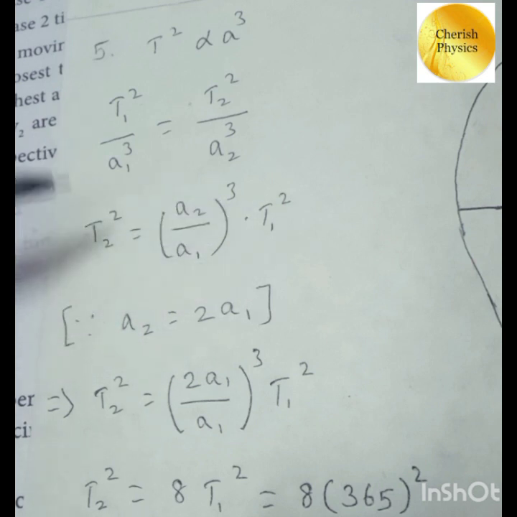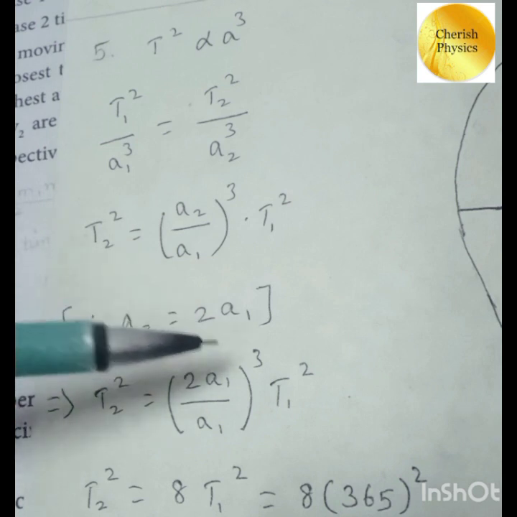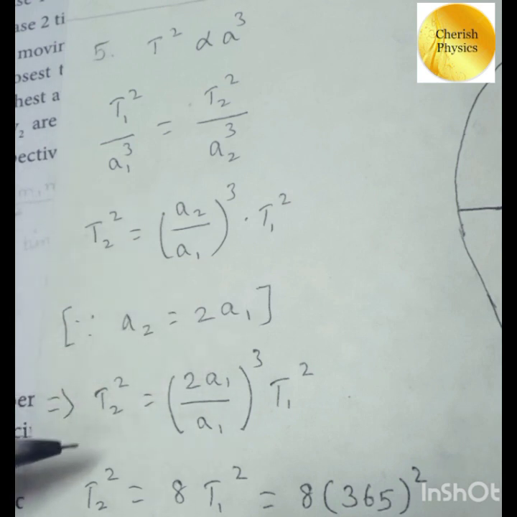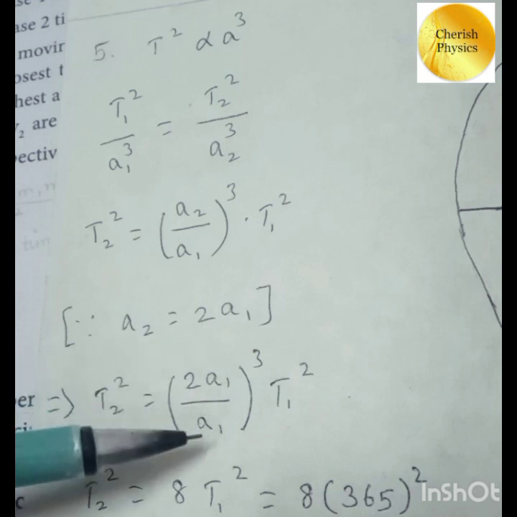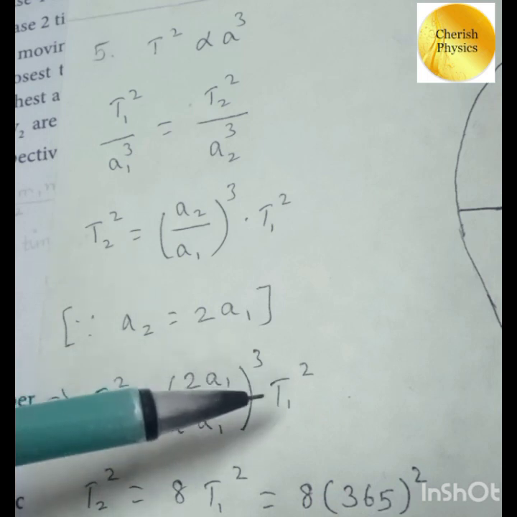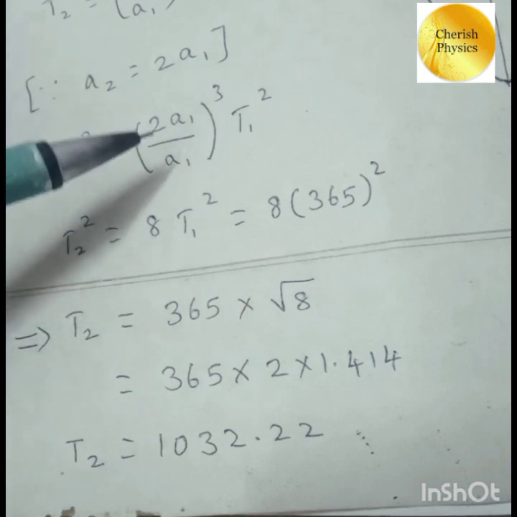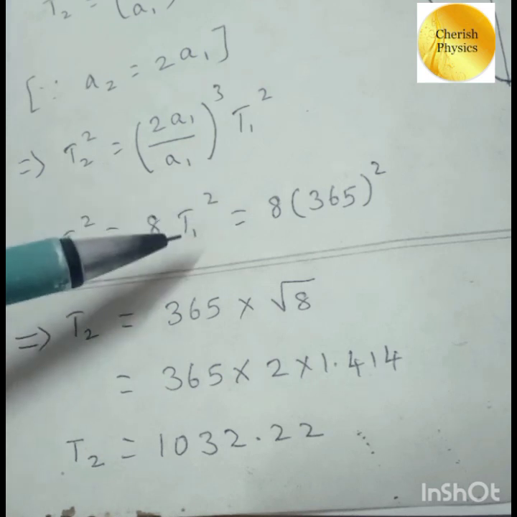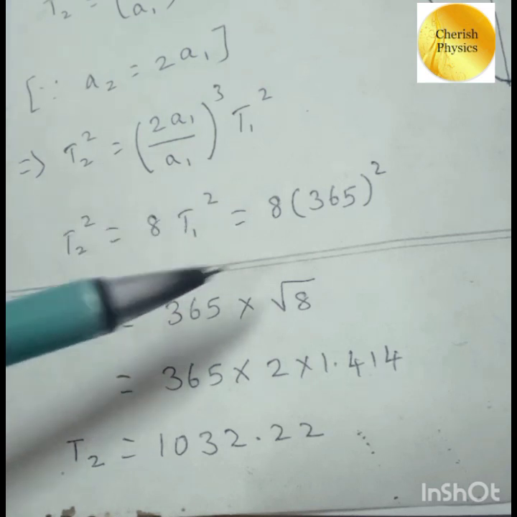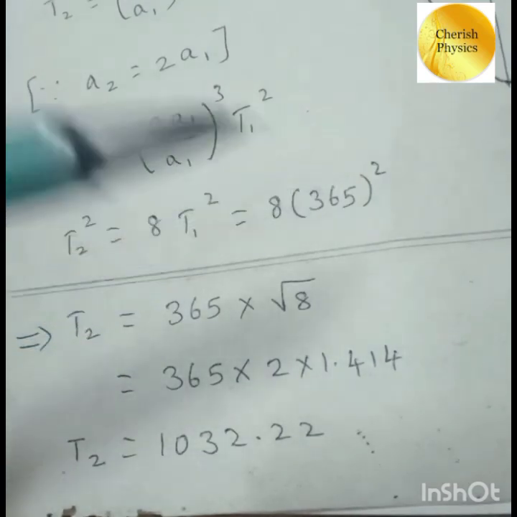In the given question, the distance gets doubled, so a2 equal to 2a1. So T2 squared is equal to, in the place of a2 we have to substitute 2a1. So 2a1 by a1 the whole cube into T1 squared. T2 squared is equal to 2 cube, it is 8, T1 squared. T1 is the original time period. So 1 year is equal to 365 days. So 8 into 365 the whole squared.